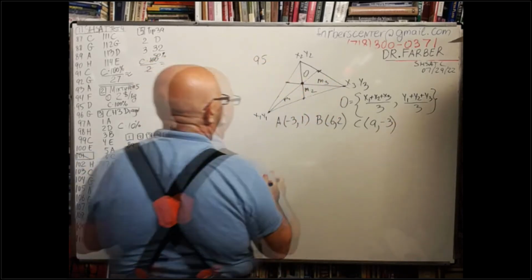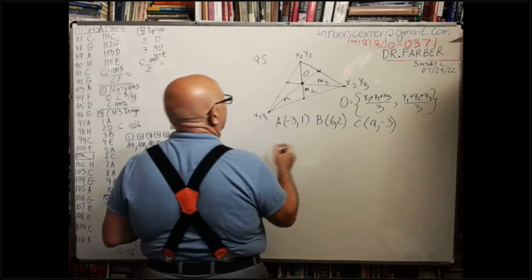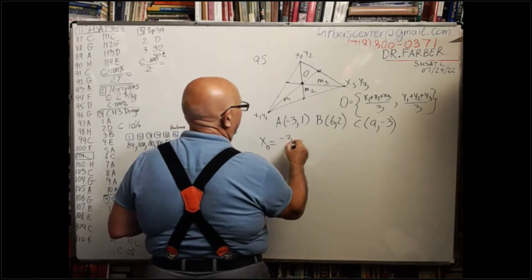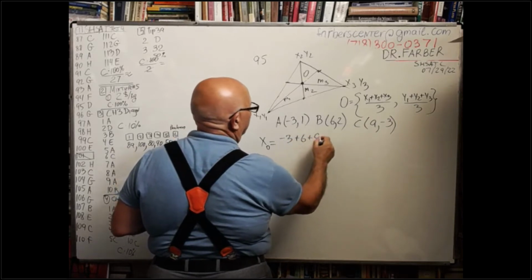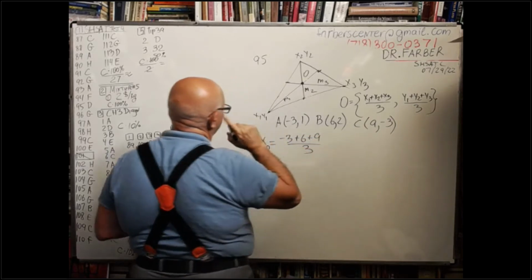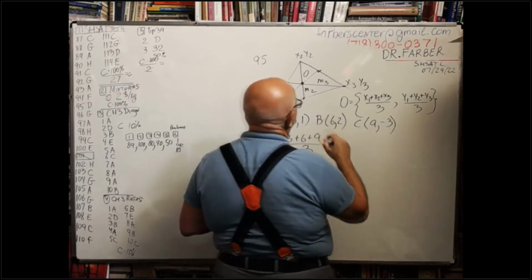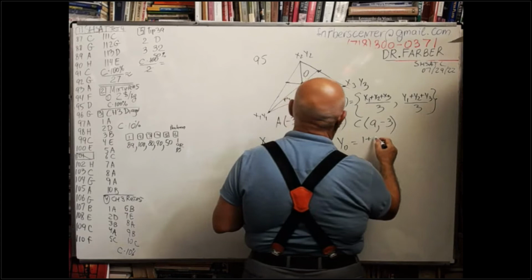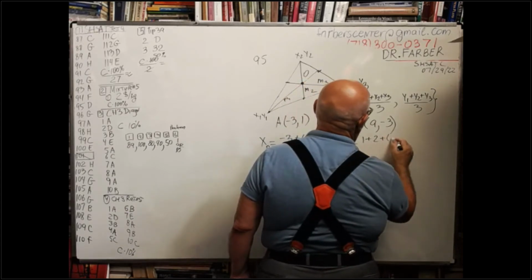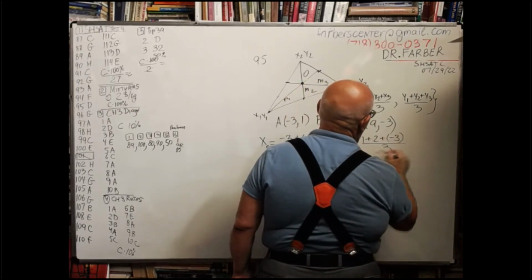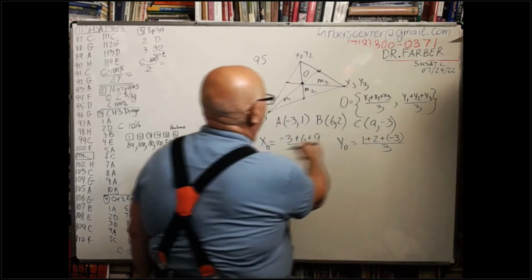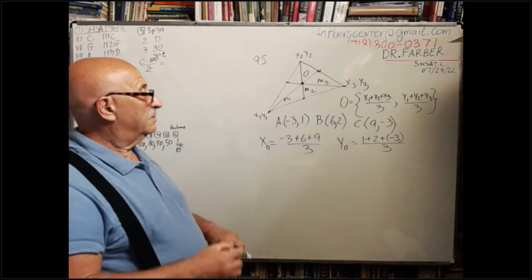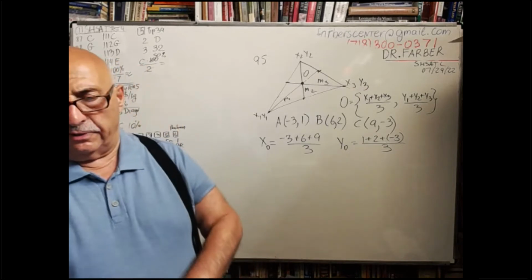So how to find x of this coordinate? X of point O equals -3 plus 6 plus 9 divided by 3. How to find the y coordinate of point O? It is 1 plus 2 plus -3 divided by 3. Simple manipulation with these numbers, you get the answer. To understand this 100%, 100.